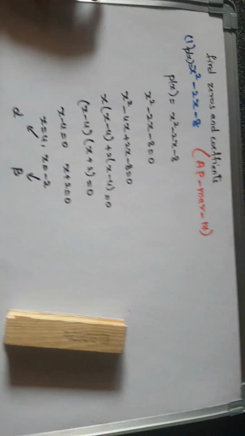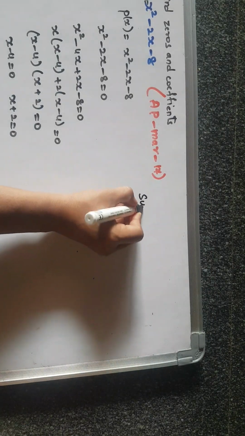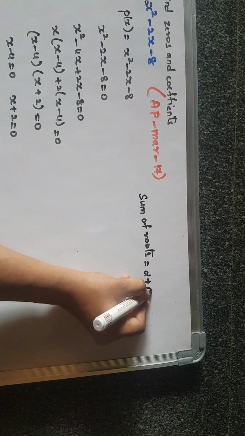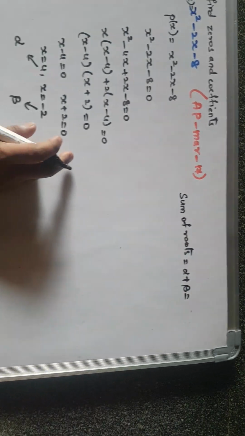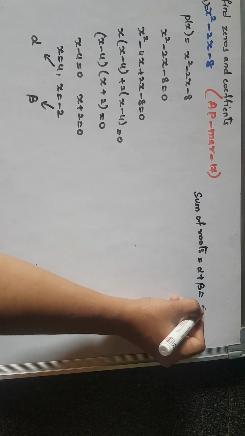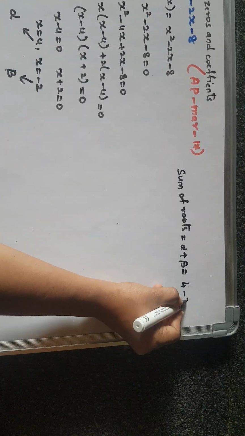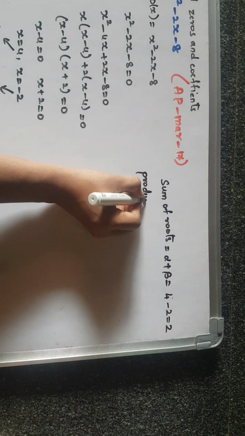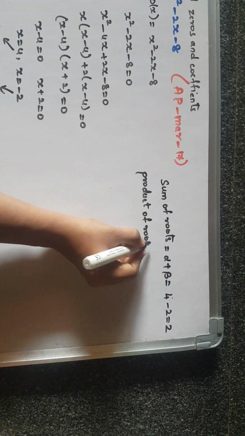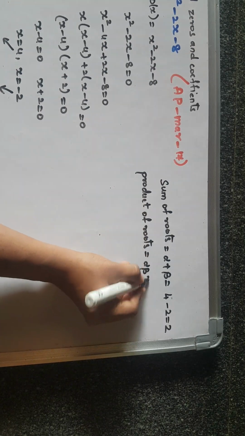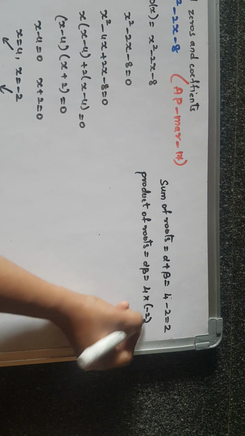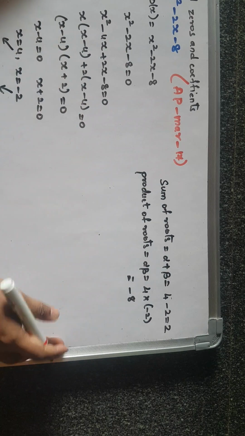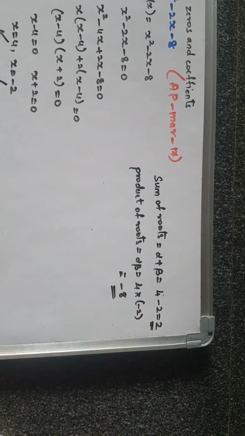So now find the sum of roots. Alpha plus beta equals, what is the value of alpha? 4 plus minus 2, 4 minus 2, the value becomes 2. Now finding the product of roots. Alpha into beta means 4 into minus 2. Plus and minus becomes minus, 4 twos are 8. So the product is minus 8. Yes, this is the equation.